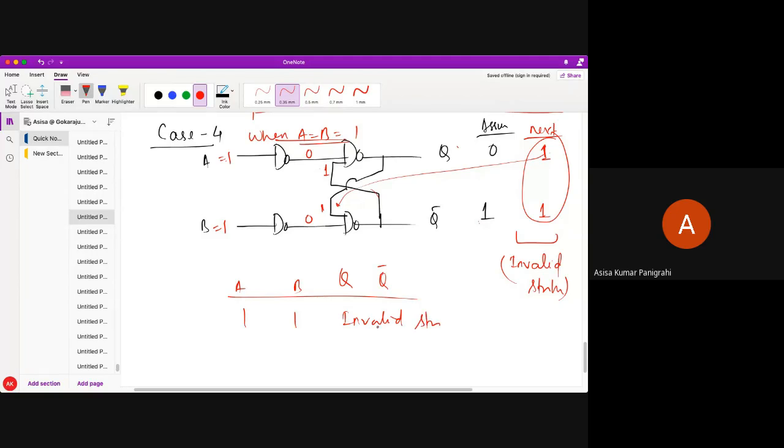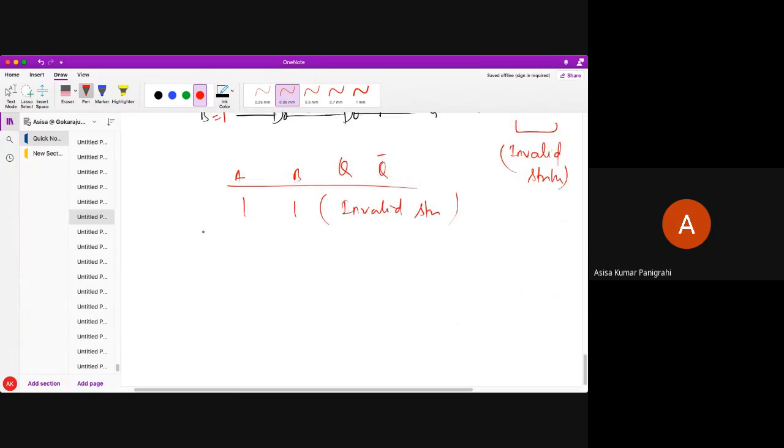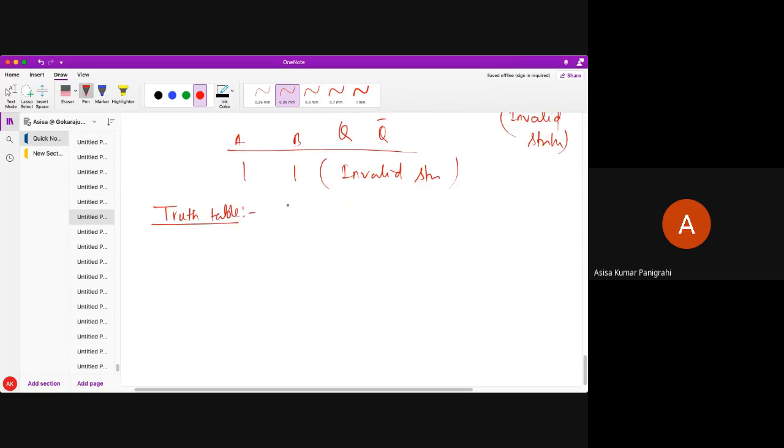So these are the 4 states I have got for the memory element. What are those 4 states? One is previous state, reset state, set state, and invalid state. Now I am going to take all the 4 cases and construct the truth table for this particular logic circuit. So what is the truth table? I would have A, B, and my Q and Q bar.